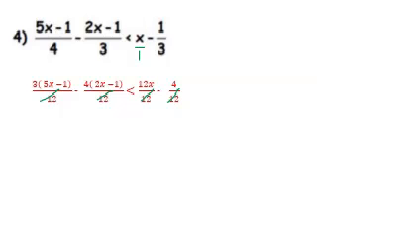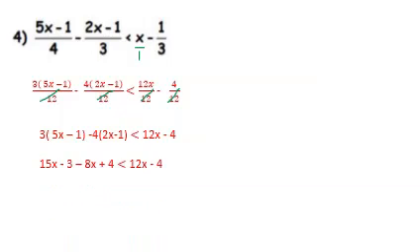So you cross them out and you are going to get 3 into 5x minus 1 minus 4 into 2x minus 1 less than 12x minus 4. And you do what we already did in examples 1, 2, 3, where you expand and you put the x's together. So you expand them, as you can see, 15x minus 3 minus 8x plus 4 is less than 12x minus 4, and then you gather the variables together and the numbers together, as you can see.